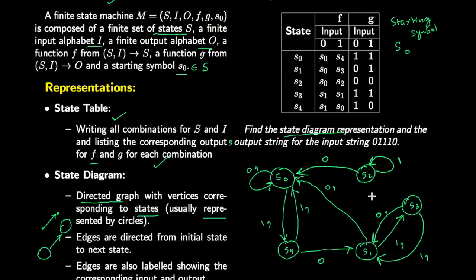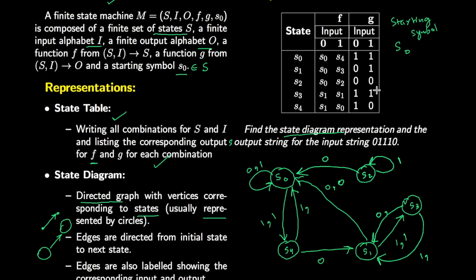Okay, now let's do the output here. So the first one was: if I have S0 and my input is 0, my output is 1. So my output is 1, and my output is 1 for this one as well. For S1, my output is 0 and 1. So for S1, for 0, I have an output of 0, and for 1, I have an output of 1.